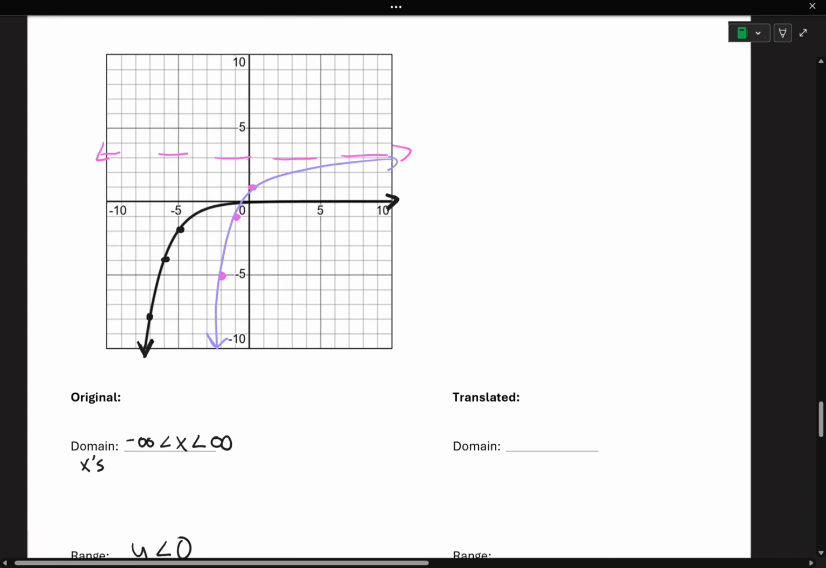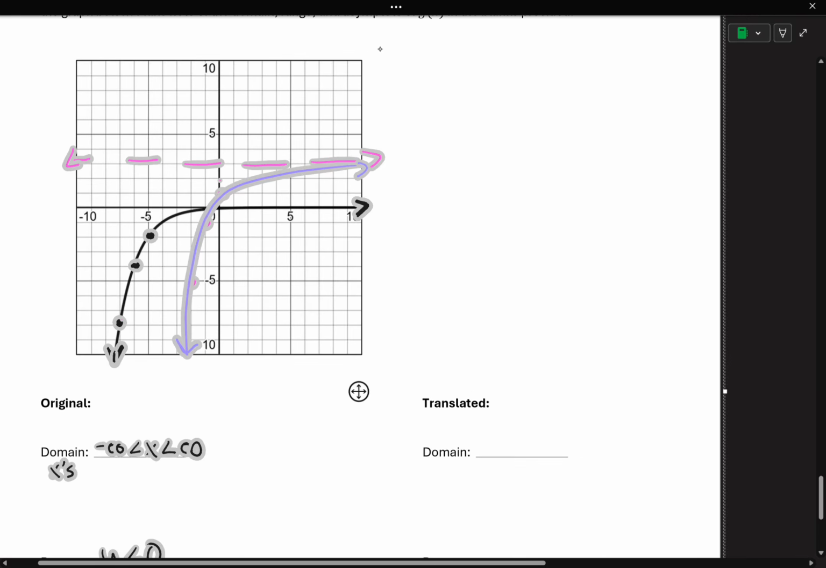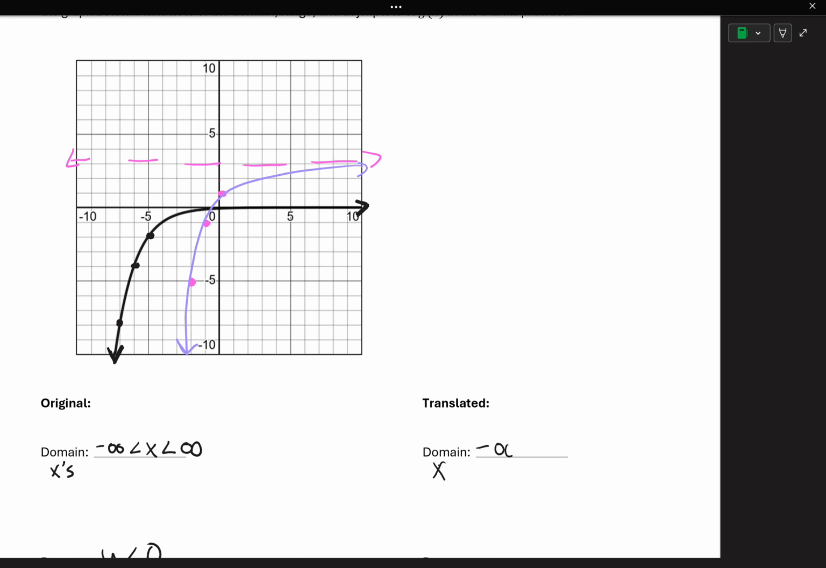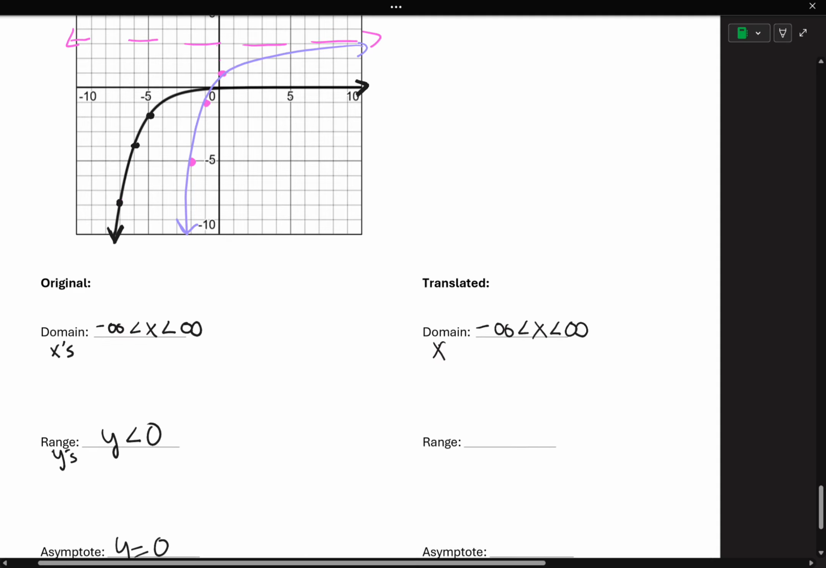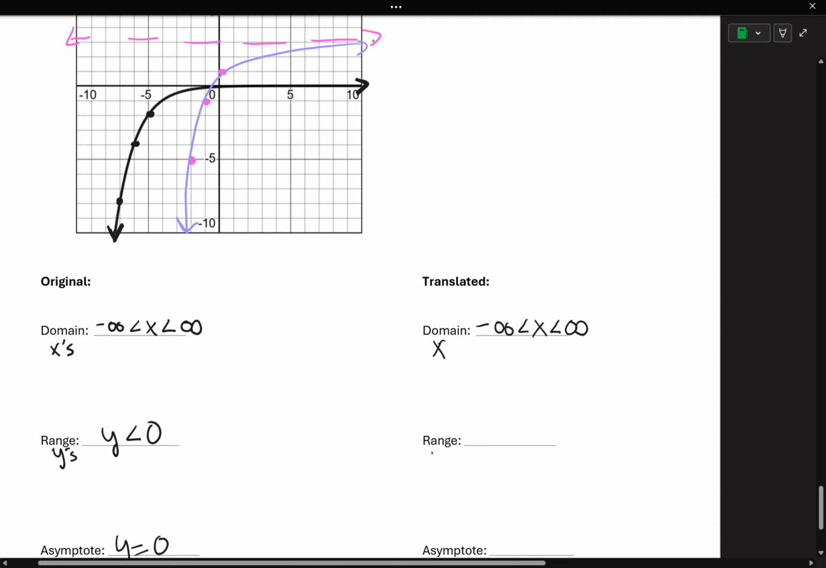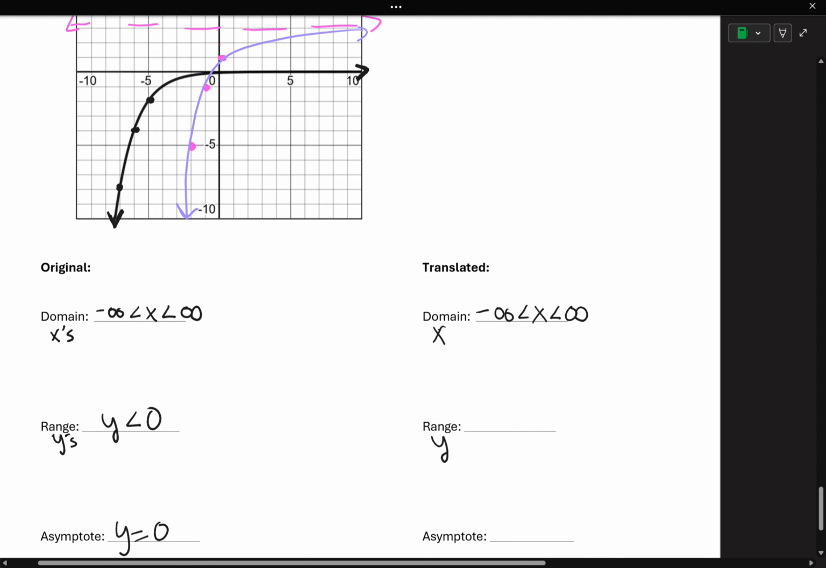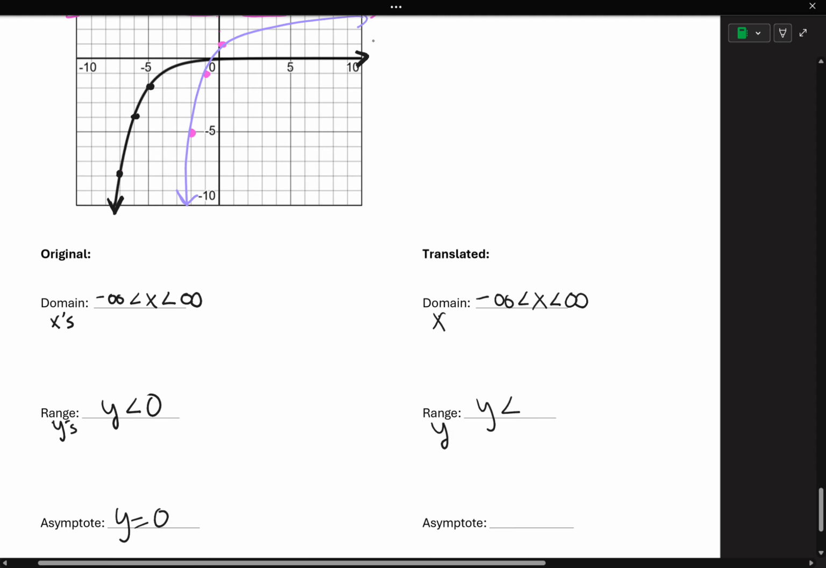All right, let's talk about its domain. Now for the domain, it looks like I still have an arrow on the right side and an arrow on the left side. Our domain is from negative infinity to positive infinity. For my range, that's my y's. It looks like everything exists below 3. My asymptote is at y equals 3.